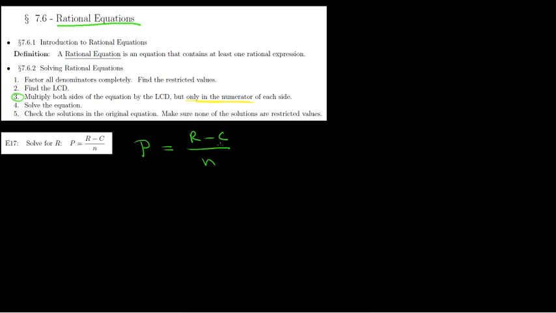All right. Well, notice that this is a rational equation because it contains fractions. And in fact, both sides are fractions. If you think the p is not a fraction, well, think again. This is the same thing as p over 1 equals r minus c over n. So there's nothing to factor here, and the only restricted value is n equals 0 because that's the only denominator. So what's the LCD? We only have two denominators, the 1 and the n, so 1 times n, or just n. So that's the LCD.